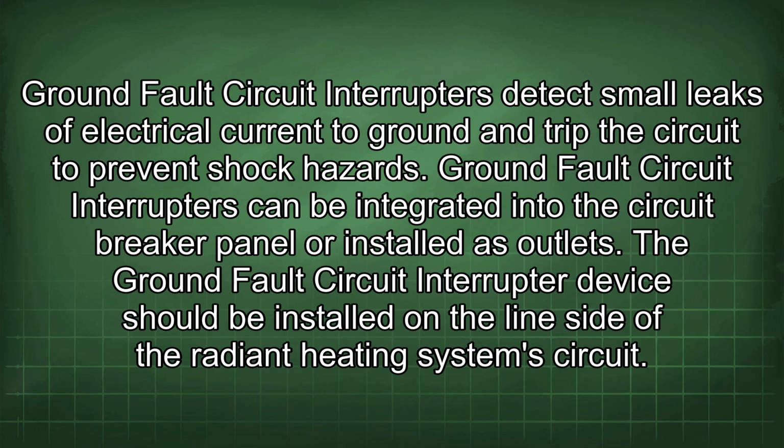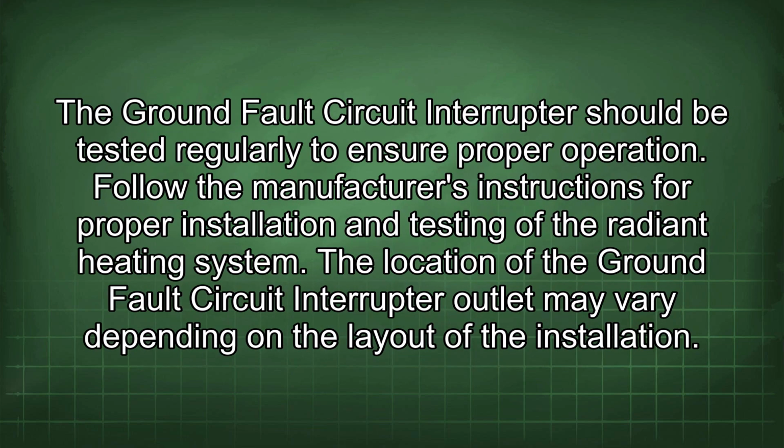Ground fault circuit interrupters detect small leaks of electrical current to ground and trip the circuit to prevent shock hazards. Ground fault circuit interrupters can be integrated into the circuit breaker panel or installed as outlets. The ground fault circuit interrupter device should be installed on the line side of the radiant heating system circuit. The ground fault circuit interrupter should be tested regularly to ensure proper operation.